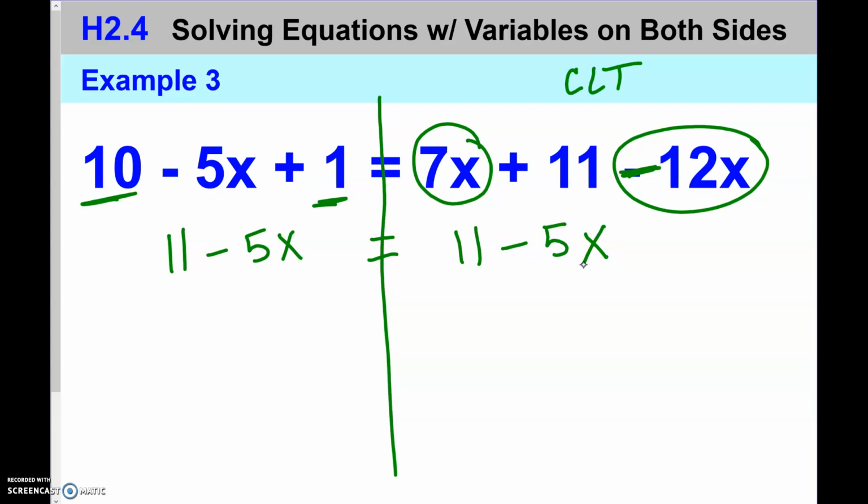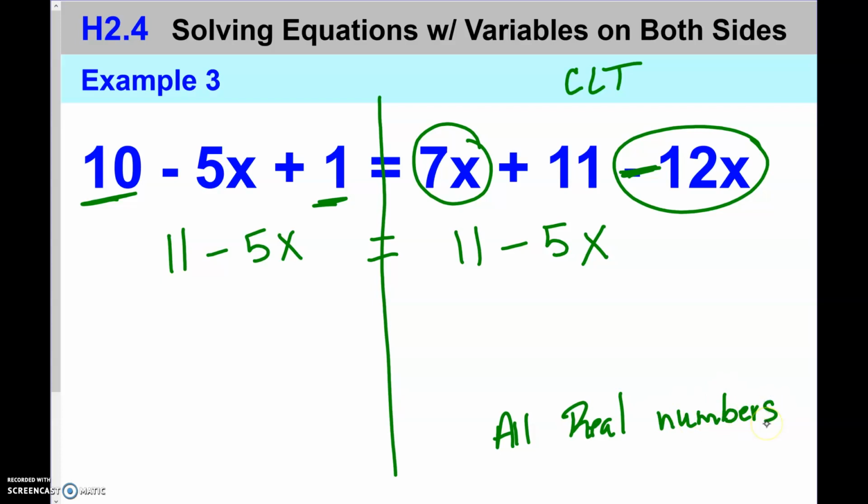Now some people right here can see that both sides are exactly the same thing. And when both sides are exactly the same, that means that we can put in any real number. So the answer is all real numbers.